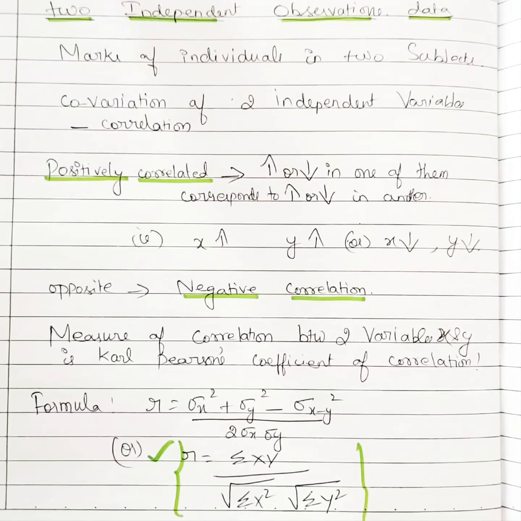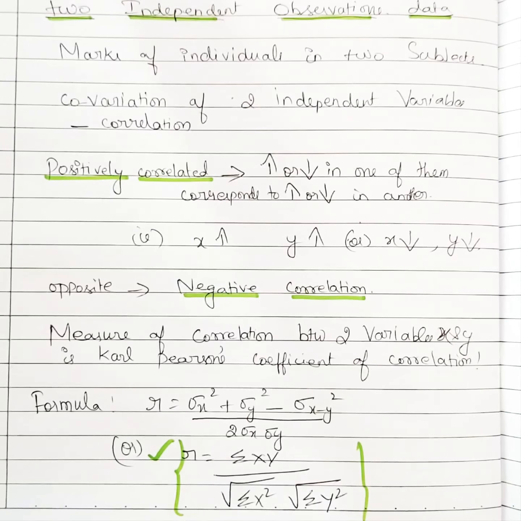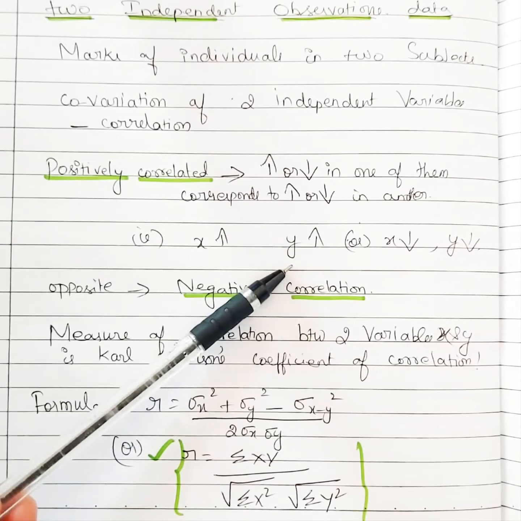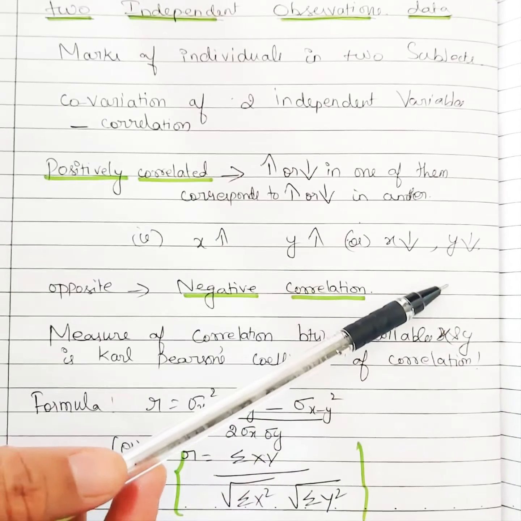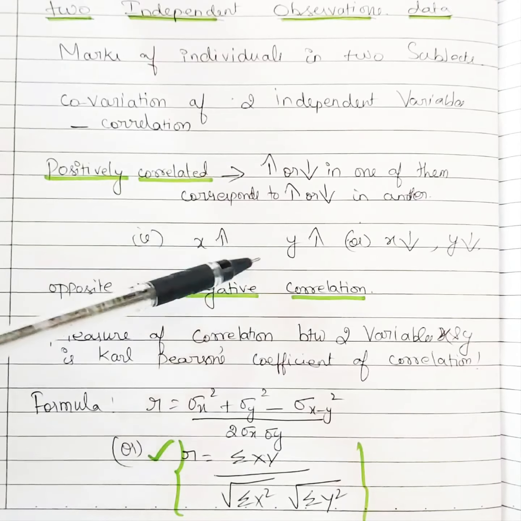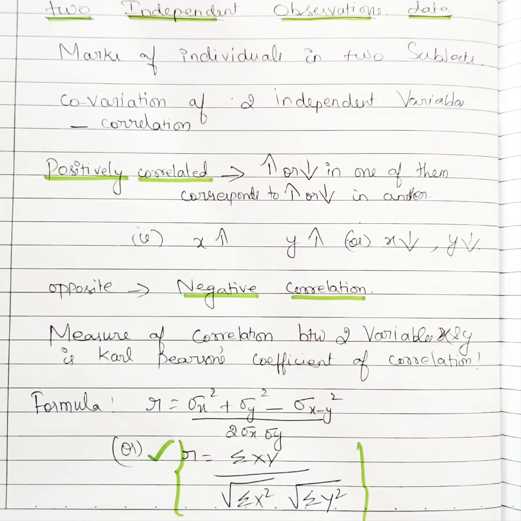And we have positive correlation as well as negative correlation. What do I mean by positive correlation? If X increases, Y also increases, or if X decreases, Y also decreases. So in this case, we call it positive correlation. What do you mean by negative correlation? If X increases, Y is decreasing, or if X is decreasing and Y is increasing, then we call it negative correlation. So when you get the answer, that is R, we can identify whether they are positively or negatively correlated.